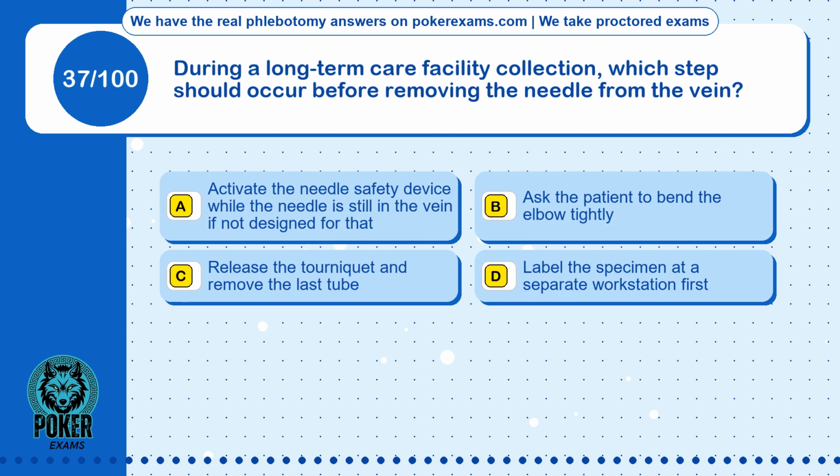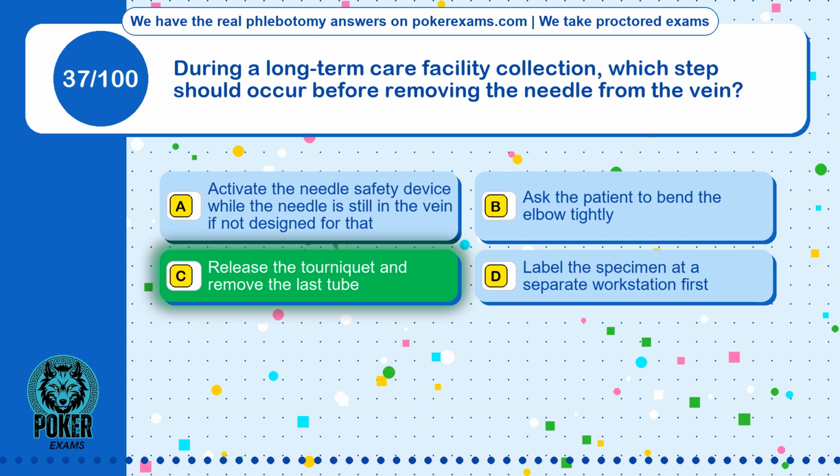Question 37. During a long-term care facility collection, which step should occur before removing the needle from the vein? Option A. Activate the needle safety device while the needle is still in the vein if not designed for that. Option B. Ask the patient to bend the elbow tightly. Option C. Release the tourniquet and remove the last tube. Option D. Label the specimen at a separate workstation first.